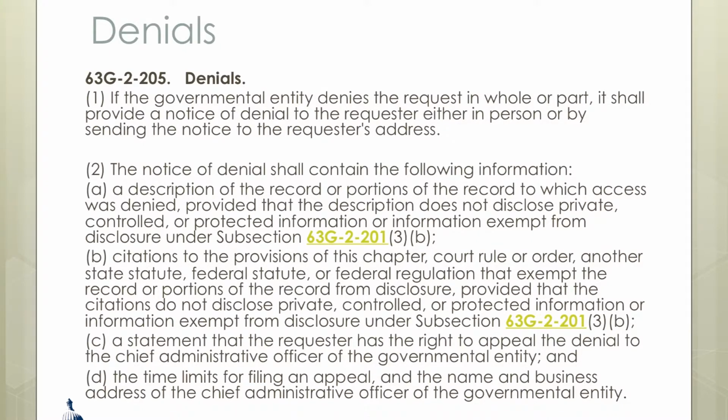and a citation in the law. Because remember, all records are public unless there's a reason in law to restrict access. So you're going to provide that citation in the law upon which you've based restricting access. And that could be another law other than GRAMA. It could be HIPAA or whatever else. But in addition to this citation, you should provide a statement that they have the right to appeal your denial to the Chief Administrative Officer, and let them know that the time limit, which is 30 days, and who the Chief Administrative Officer is, and their contact information, all the details that they need to appeal.